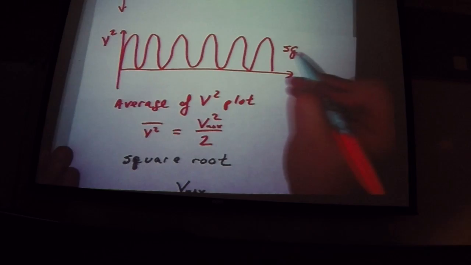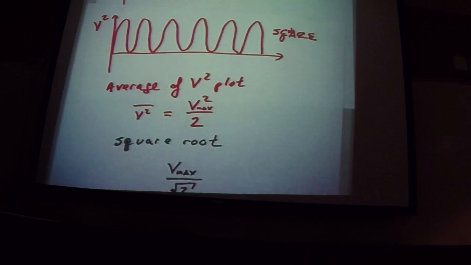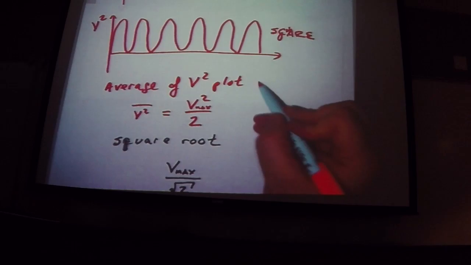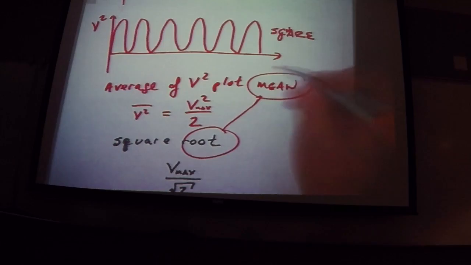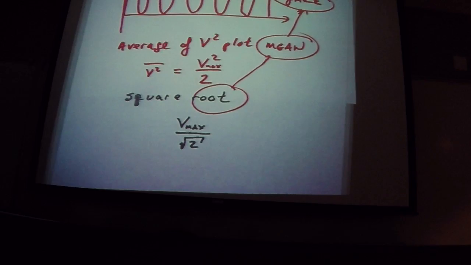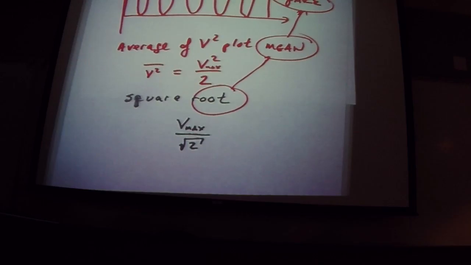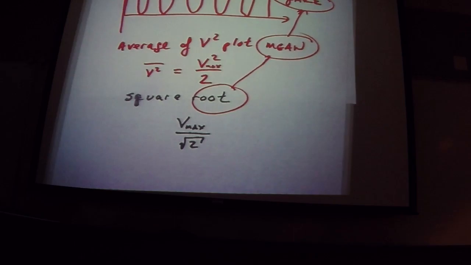Now, what do we call this voltage? Well, what did I do to go from here to here? What did I do? I squared. Whoops. There we go. Squared. Okay? What's another name for average? Mean. Root mean square, and that's your RMS value. That's the value we use to typify an AC outlet.